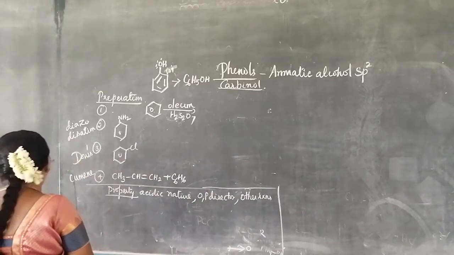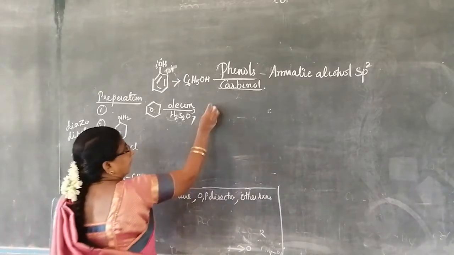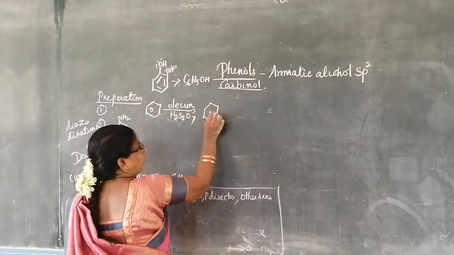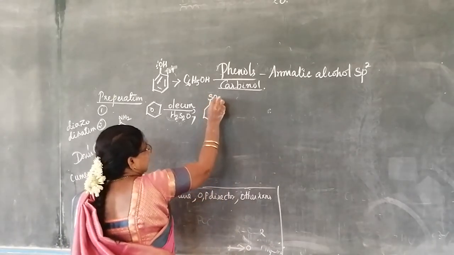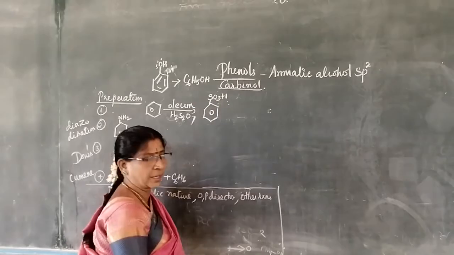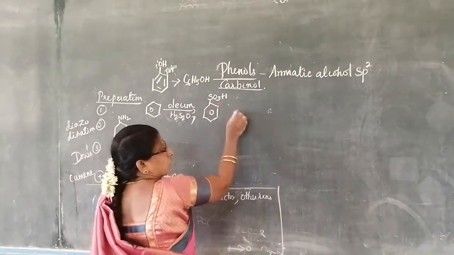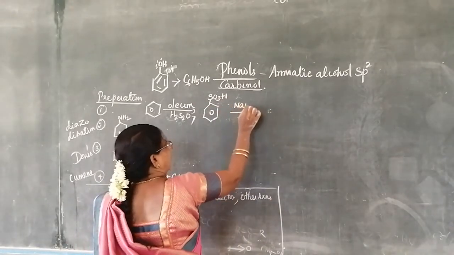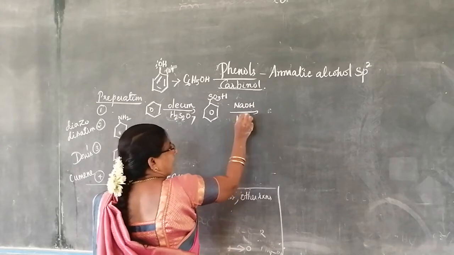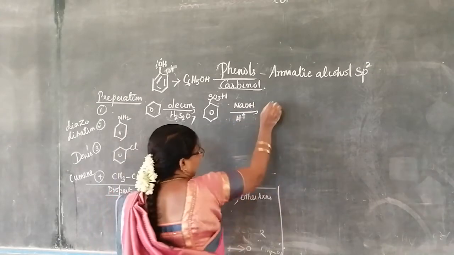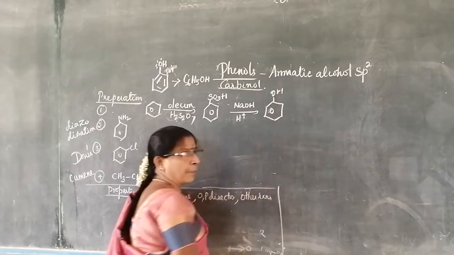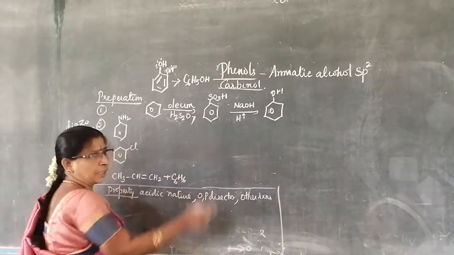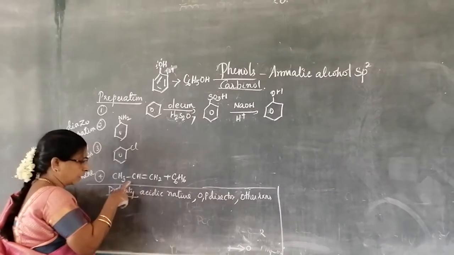So when benzene is treated with oleum, it will undergo an electrophilic substitution reaction and form benzene sulfonic acid, C6H5SO3H. When it is treated with NaOH base and then H+, you will get phenol. So phenol is prepared from benzene by using oleum.